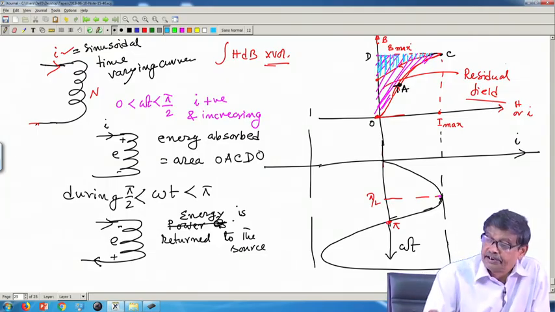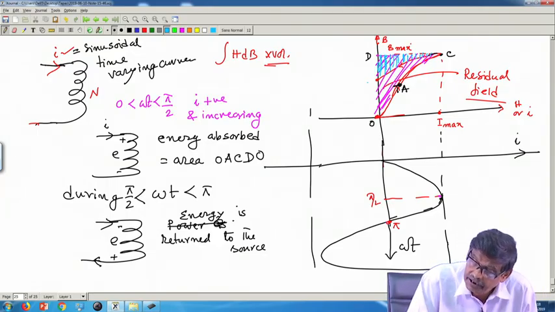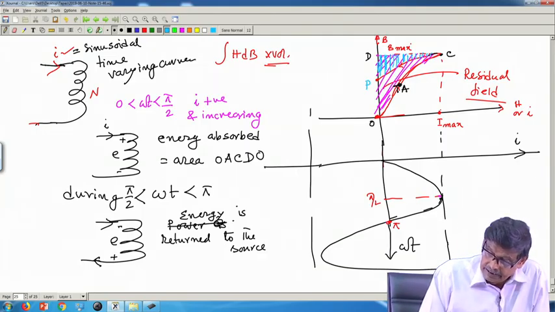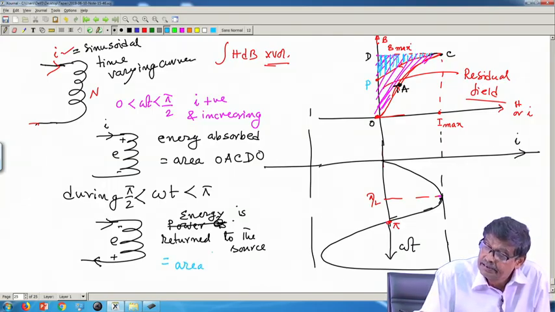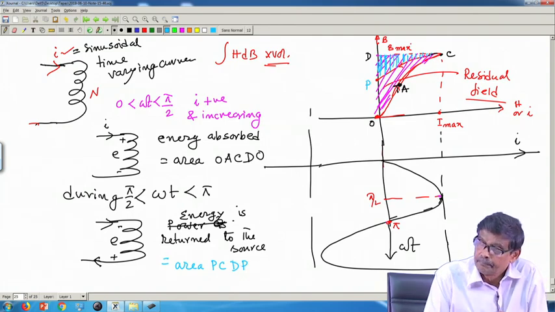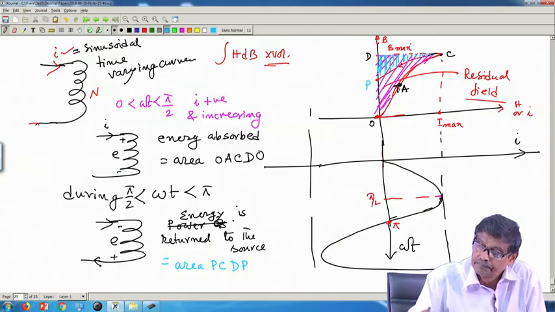This blue hatched area, if you call this point as P, energy is returned to the source and must be given by the area P C d P, this area.